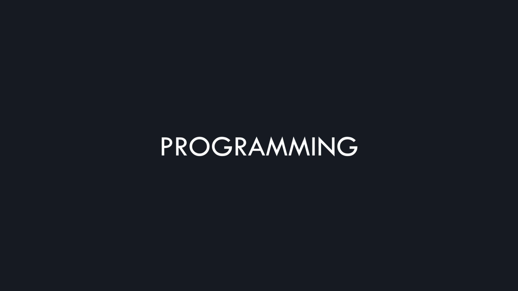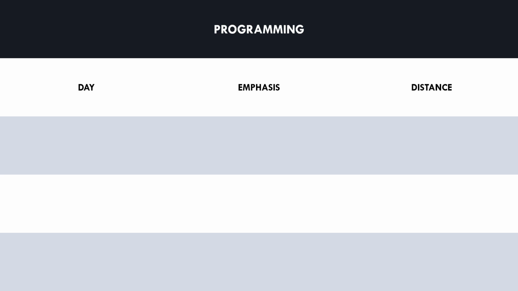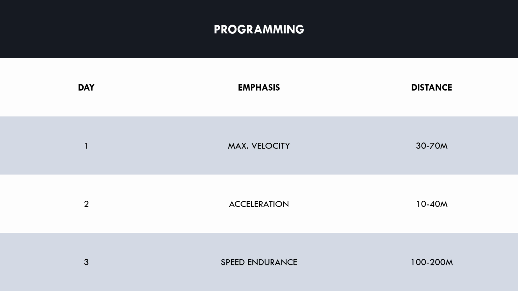Let's now explore how we can program speed training to best develop speed endurance. For this example, we will use a 100 meter sprinter and have the athlete perform 3 track-based sessions per week. Each session will have a different emphasis to focus on a specific quality. As we can see here, day 1 has a maximum velocity emphasis by using distances of around 30 to 70 meters. Day 2 has an acceleration emphasis by using shorter distances of around 10 to 40 meters. And day 3 has a speed endurance emphasis, which uses distances of around 100 to 200 meters.